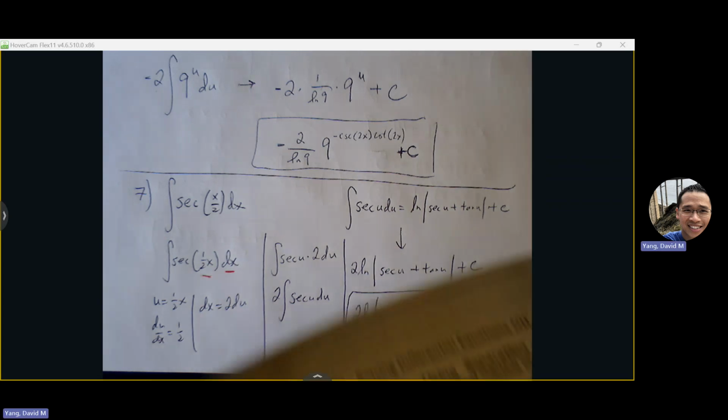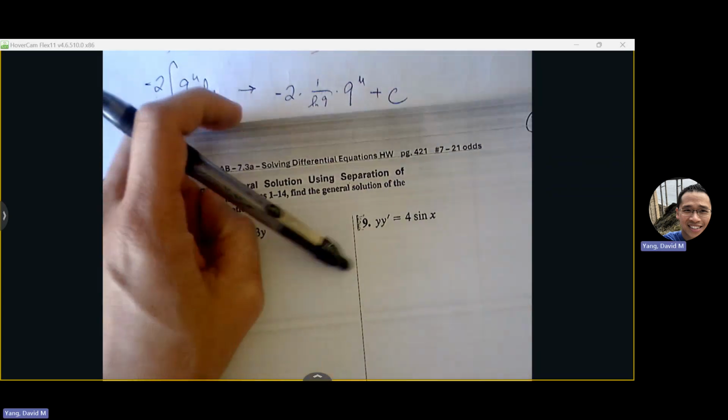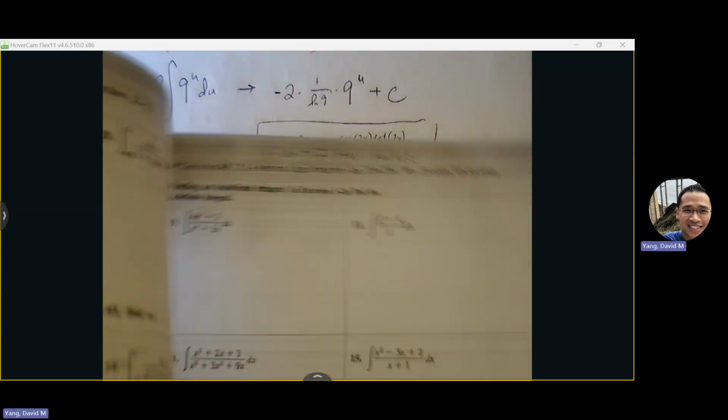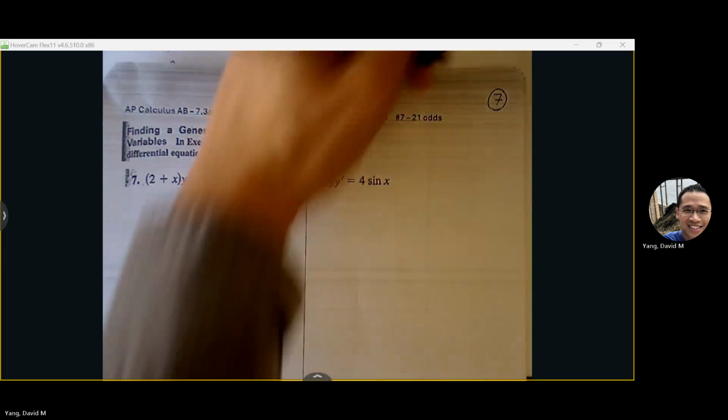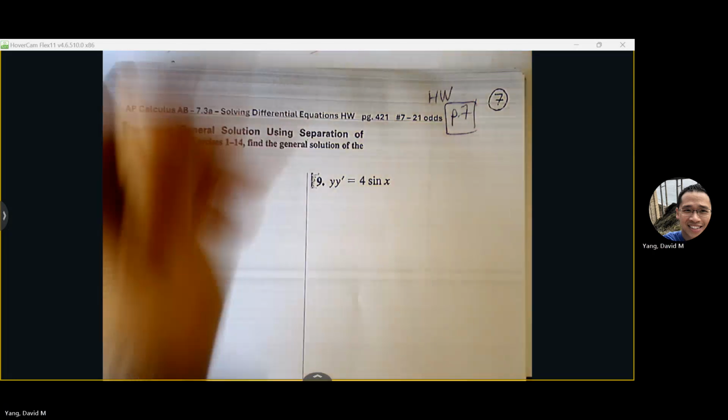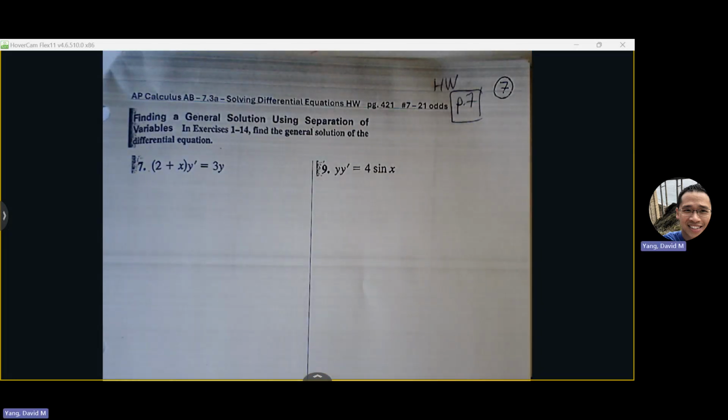For homework, I'd like for us to go back to the Unit 7 homework packet. We have one set of pages that we haven't quite done yet, so if you can just do page 7. So just page 7. Okay, I'll send out a reminder this afternoon.